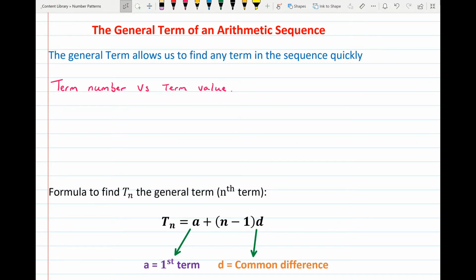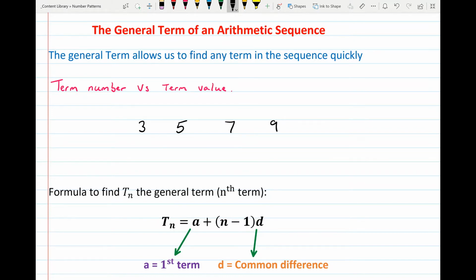Today we'll continue with patterns and finding the general term of an arithmetic sequence. What is an arithmetic sequence? Well, it's a linear sequence, and that means that there is the same difference between each term in the sequence. So we can have a look at an example of one here. Maybe we'll go 3, 5, 7, 9, something like that.